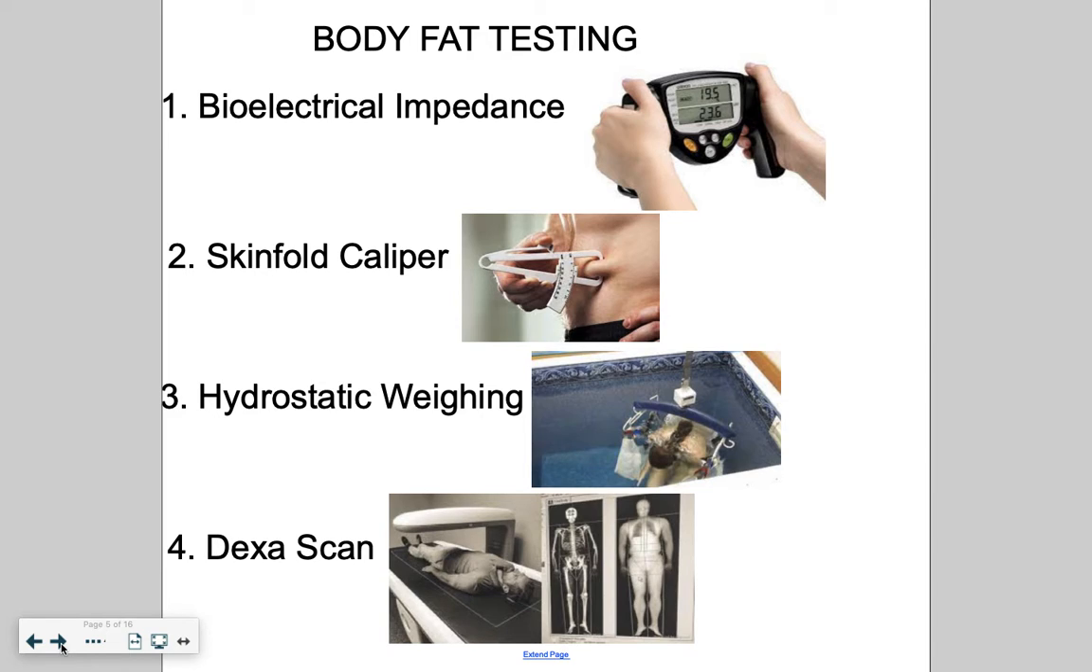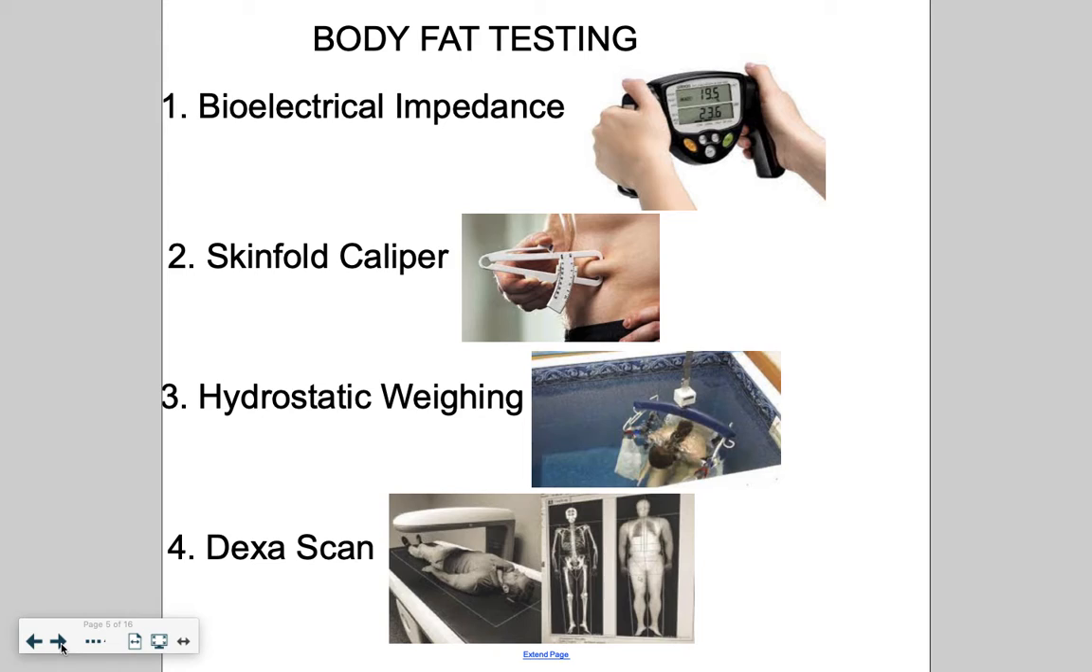Body fat testing. You have the bioelectrical impedance, skin fold caliper, hydrostatic weighing, and DEXA scan. The bioelectrical impedance I've used before. We used to have one of those at the school I was previously at. We don't have one here, and it was an easy way in phys ed class for everybody to get their body fat percentage. It's not the most accurate way, but at least it gives you something to use. It's not very invasive, and kids like to use that. You could also use that in the health class.